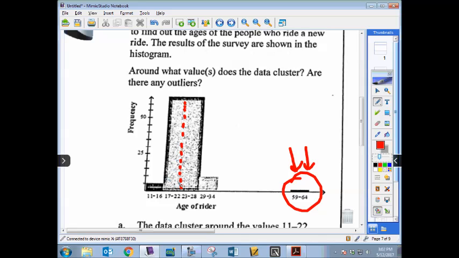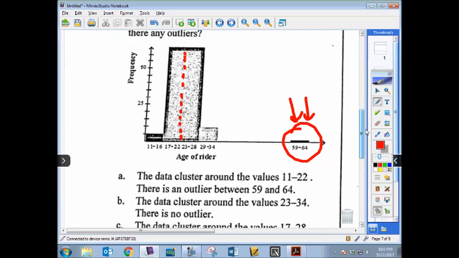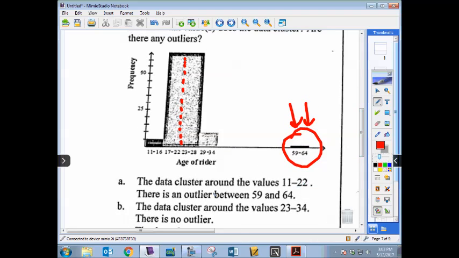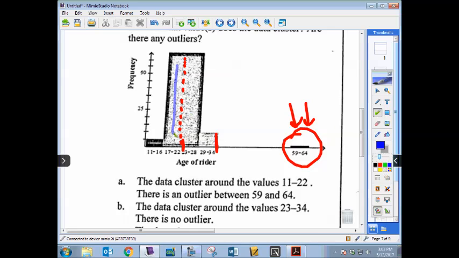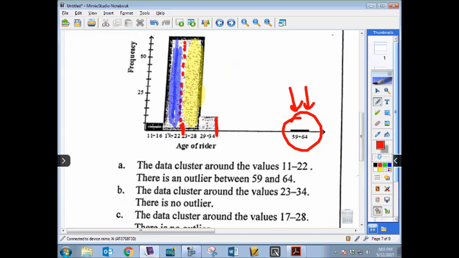But you can see the cluster is kind of right here, right? So when it's talking about a data cluster, it says the data cluster around the values of 11 to 22. That would be from here to here. Does it really cluster there? Meaning, do you have two big bars there? No. The data cluster around 23 to 34. Again, that would be from right there to right there. Is there a clustered amount of people? No, there's not. The cluster, as you can see, would be your two big bars here. There's one bar there, and there's one bar there, right? And that's where your data cluster is going to be. So that's going to be from the age of 17 to 28.